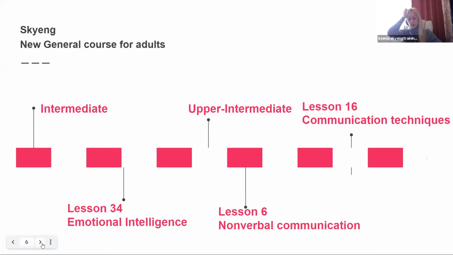Now let me show how it actually is implemented in our new general course for adults. We will look at the lessons from intermediate and upper intermediate levels, lessons on emotional intelligence, nonverbal communication, and communication techniques. I am not focusing on specialized courses such as English for finance or English for programming. I am only to show how we develop the elements of content and language integrated learning in our general English course for adults, together with traditional ESL lessons. So let's take a look at some of the lessons.